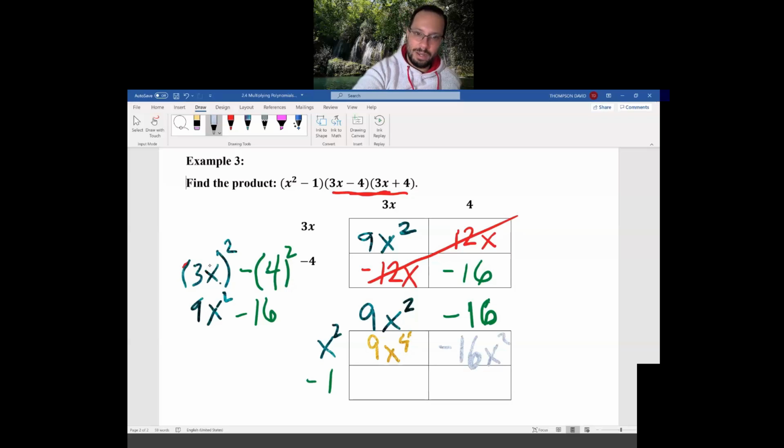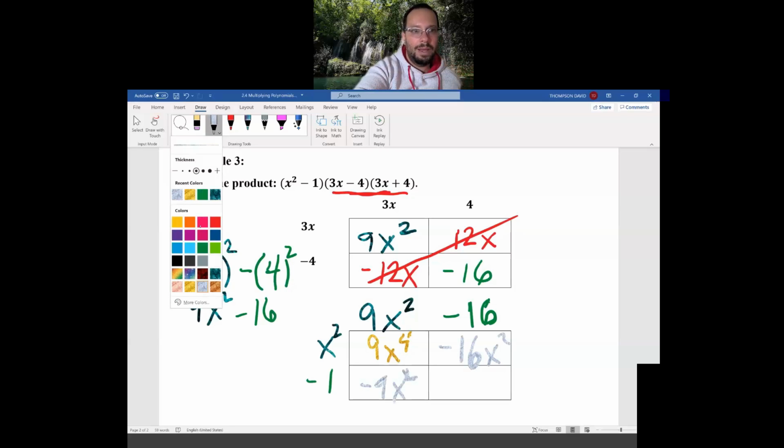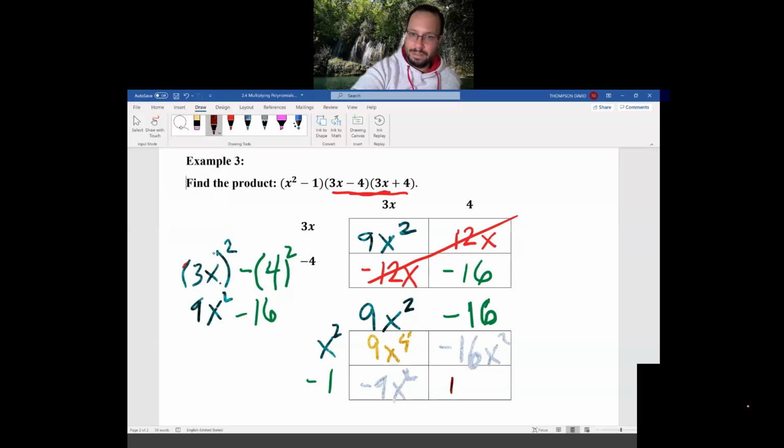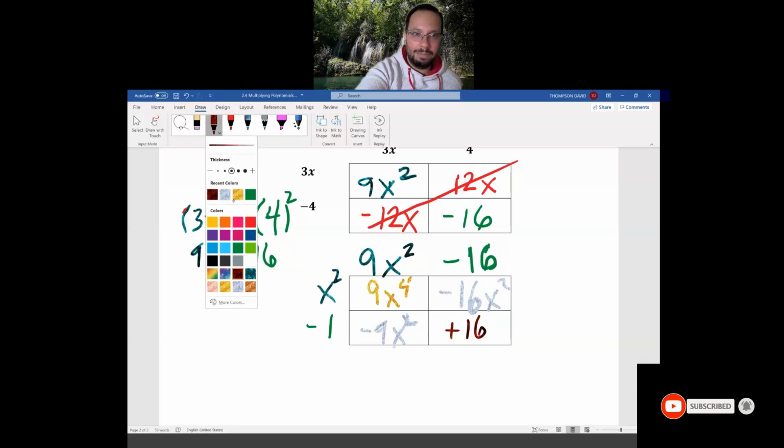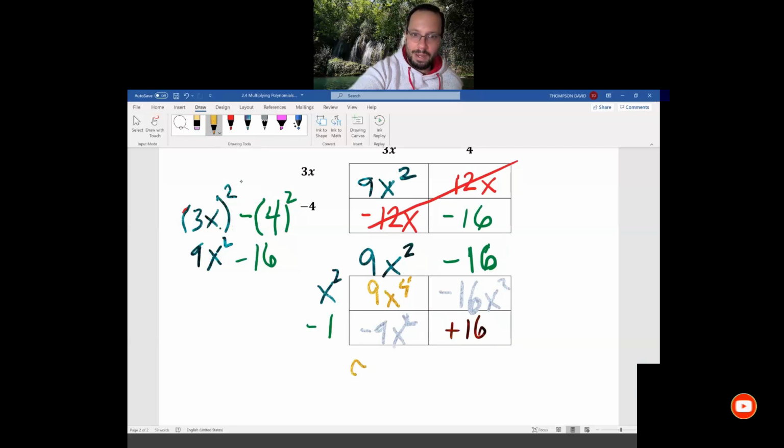So our final product will be the 9x to the fourth is by itself, so we'll write that. It'll be 9x to the fourth. Negative 9x squared and negative 16x squared, we add them, we get negative 25x squared. And then 16 by itself, so we're going to write that as plus 16. And done. Hopefully this helps you understand how to multiply more complicated polynomials.